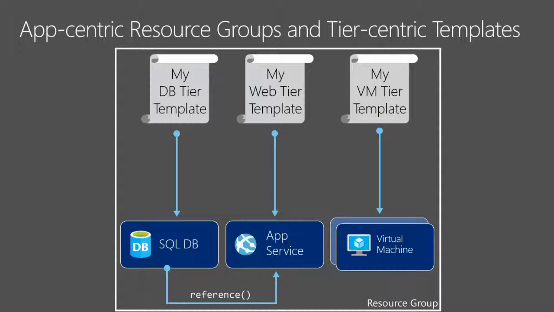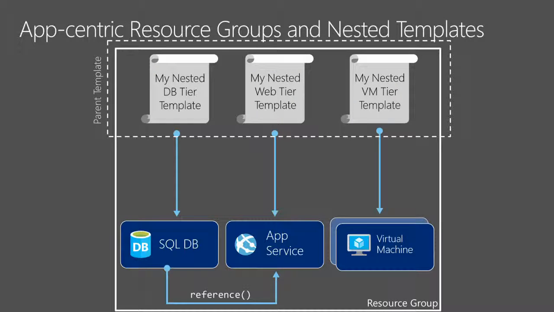So one of the things that we spoke about earlier was how you could nest deployments, right? Well, you don't necessarily have to nest deployments to be able to deploy more than one template to a given resource group, okay? And so in this case, what we've done is we've created 3 separate templates, one for each tier of the application. We still deploy them into the same resource group, but it's not all one template, okay?